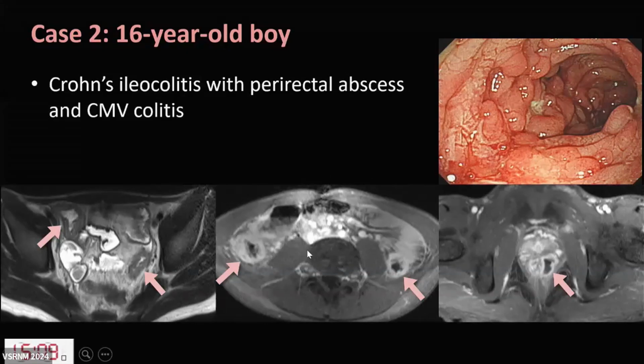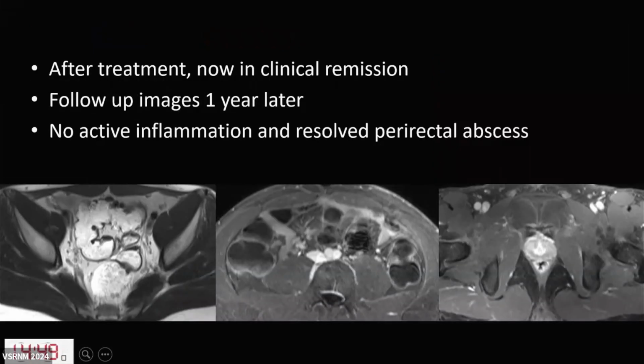And on MR enterography, this is the T2 weighted image. There is wall thickening and edema of the terminal ileum and also the sigmoid colon, and also wall thickening of the ascending and descending colon. And here is the perirectal abscess. So the patient received treatment and now is in clinical remission.